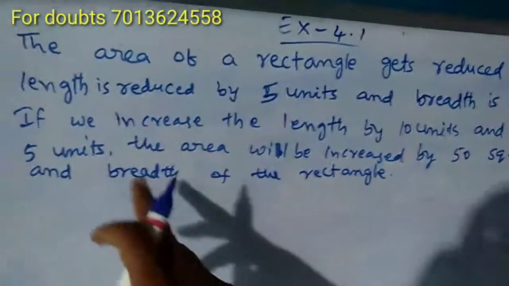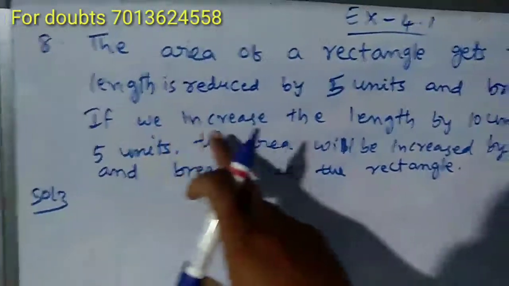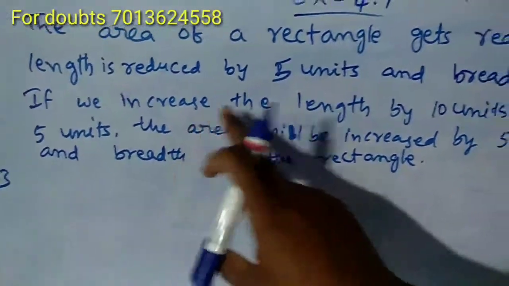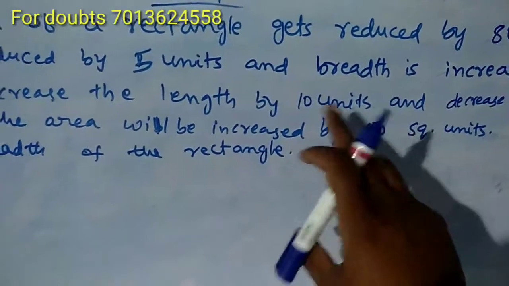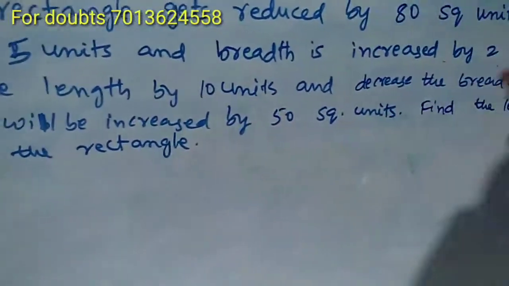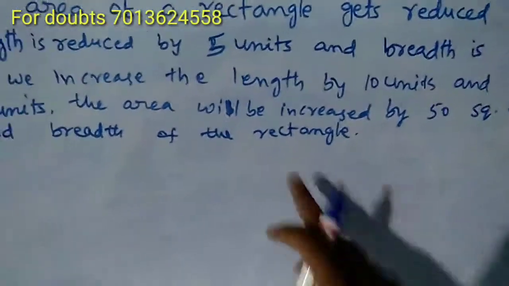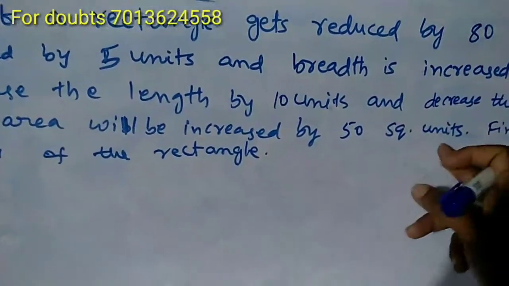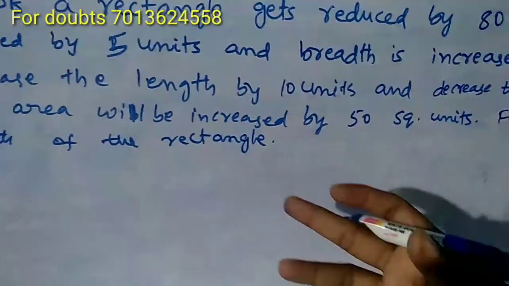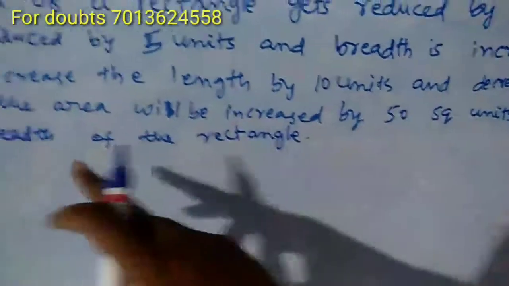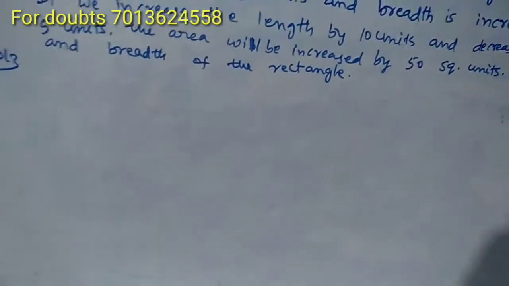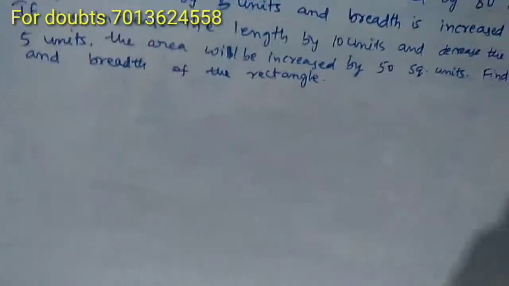Okay, and another condition is we increase the length by 10 units. If we increase the length by 10 units and if we decrease the breadth by 5 units, the area will be increased by 50 square units. That means area is increased. So find the length and breadth of the rectangle. Okay, so we have to find the length and breadth of the original rectangle.